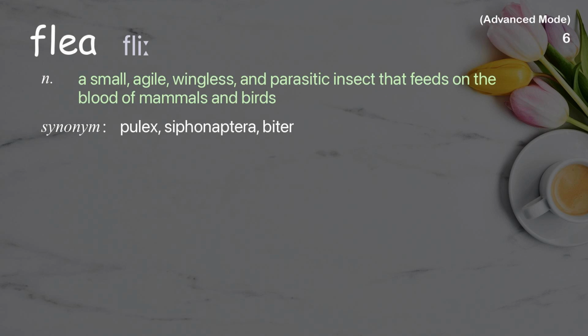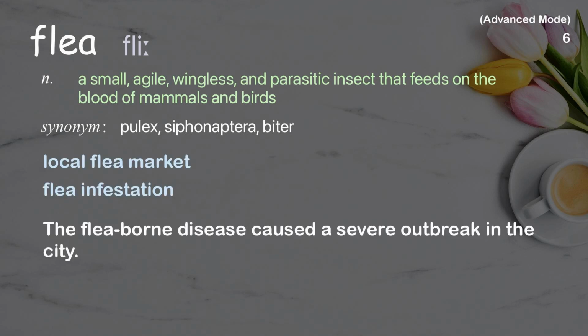Flea. A small, agile, wingless, and parasitic insect that feeds on the blood of mammals and birds. Examples: Local flea market. Flea infestation. The flea-borne disease caused a severe outbreak in the city.